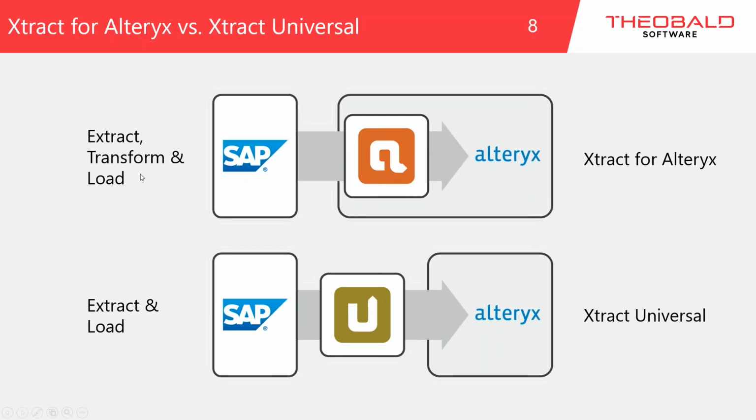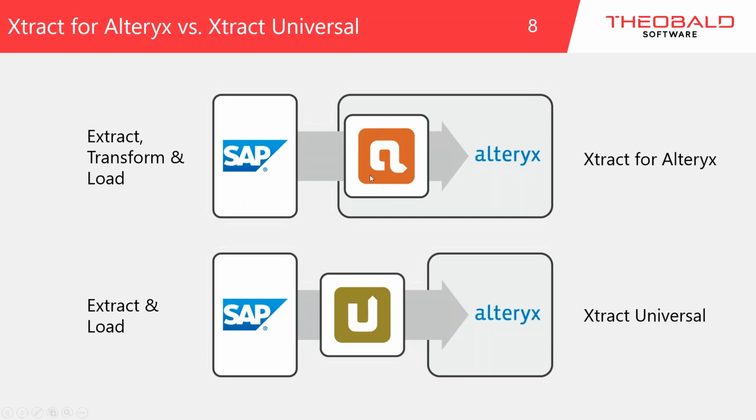So here we see in the upper part the approach with Xtract for Alteryx. The scenario is the following. We have the SAP system here on the left side. What we see, as I've told you at the beginning, SAP means for us a source system. It can be an ERP system, it can be an S/4HANA system, it can be a BW system, it can be a BW on HANA system, and so far.